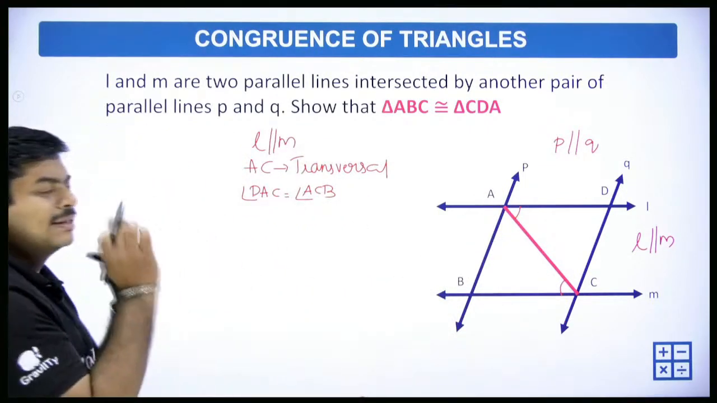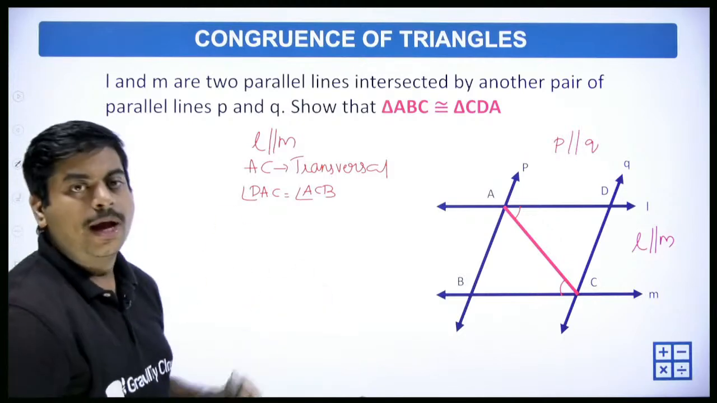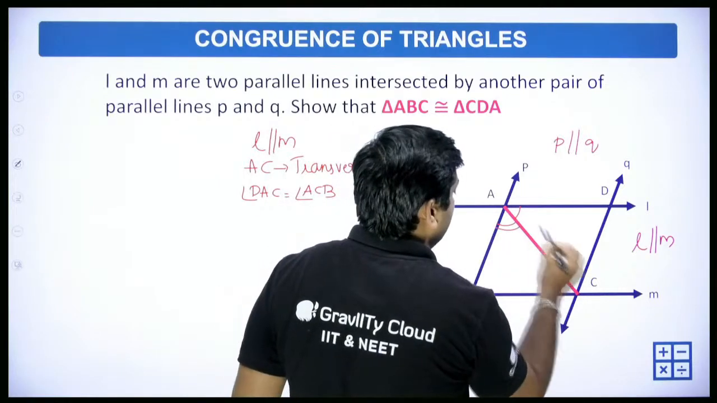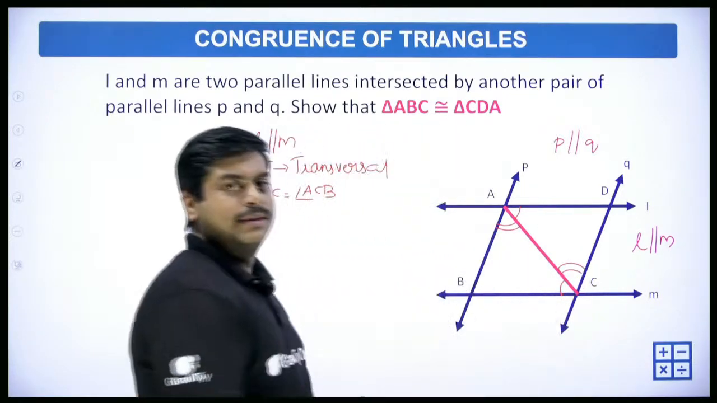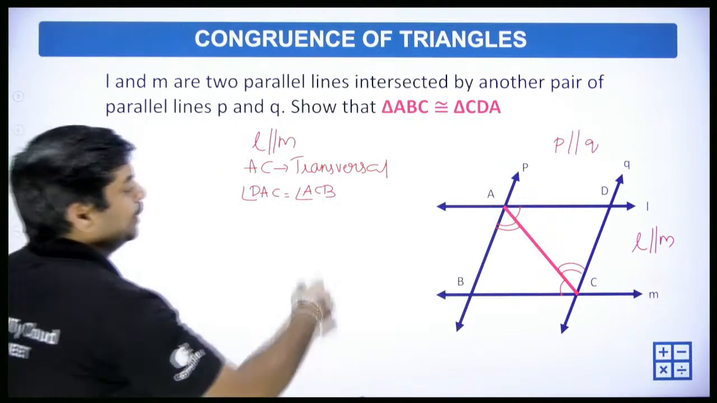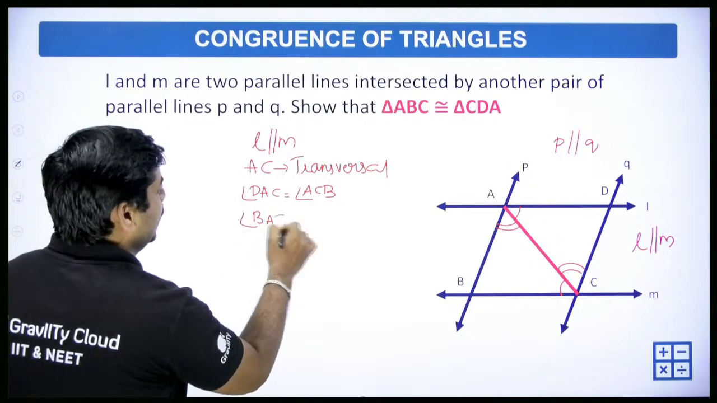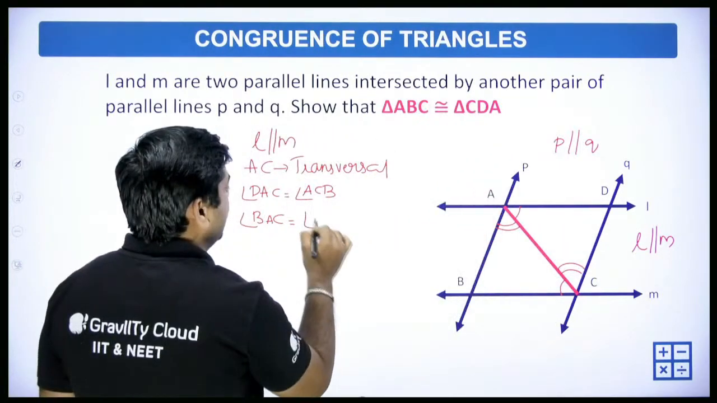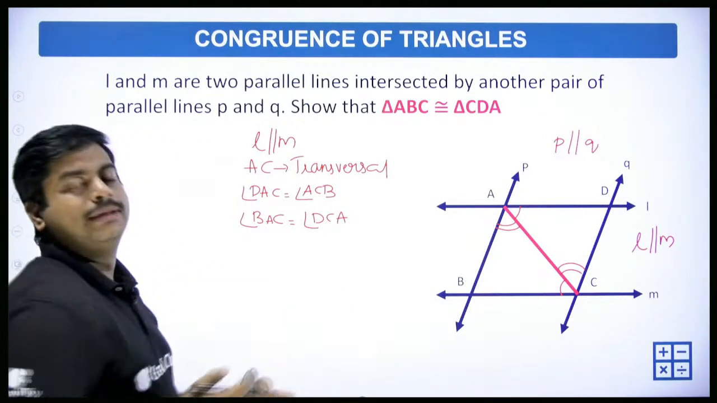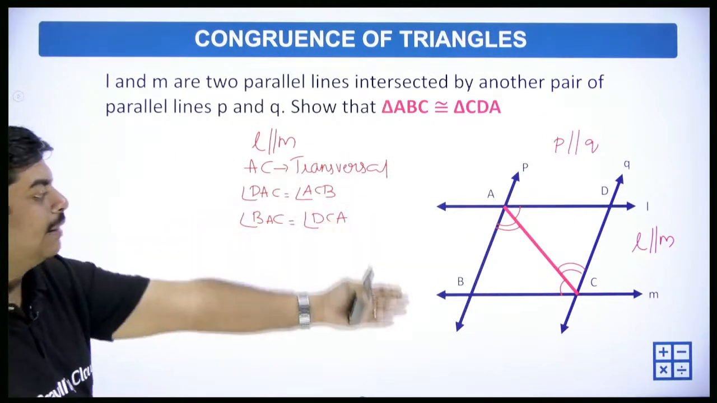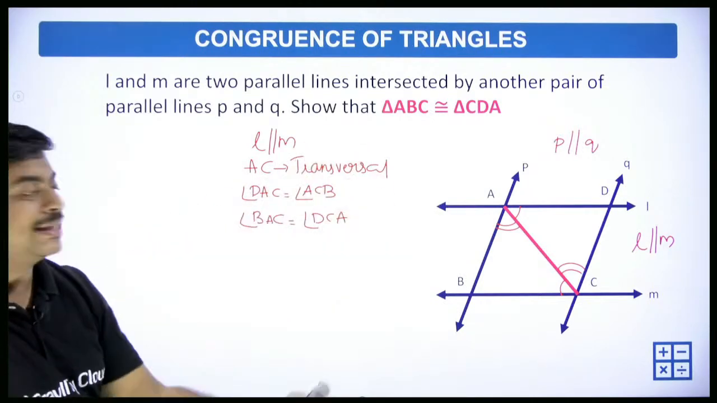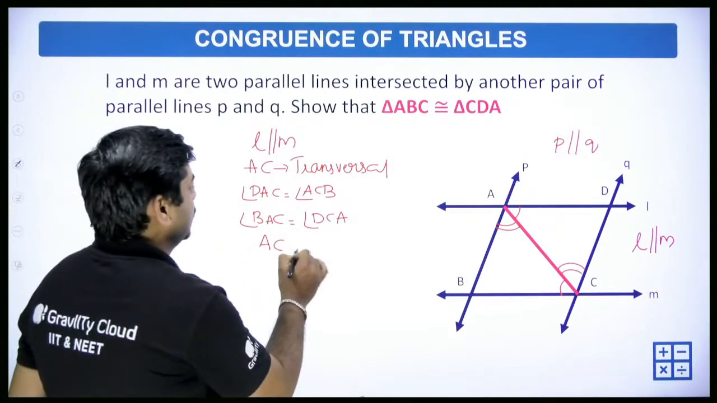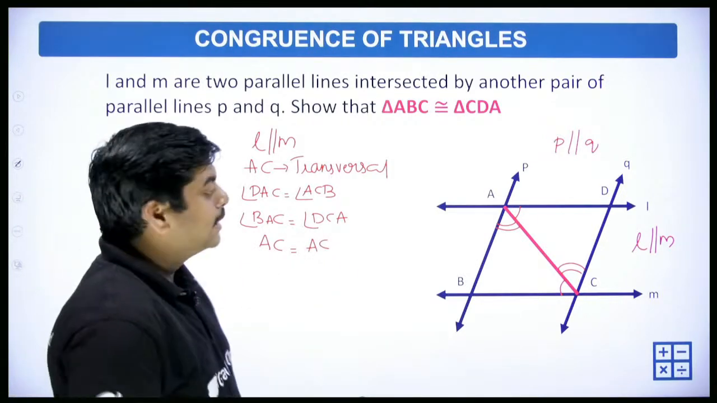In the same way, there is again the same set of triangles, the same set of parallel lines and transversal. Now I can say that these two angles are also alternate interior angles, right? So that means angle BAC is equal to angle DCA. So we have two angles, and the corresponding side is the same. AC is common for both the triangles, so AC is equal to AC, correct? AC is a common side.